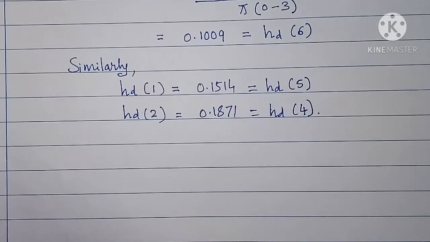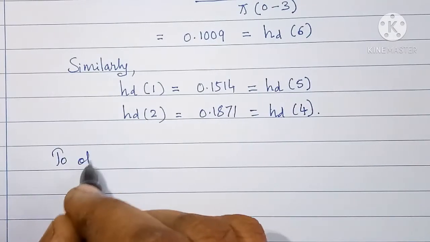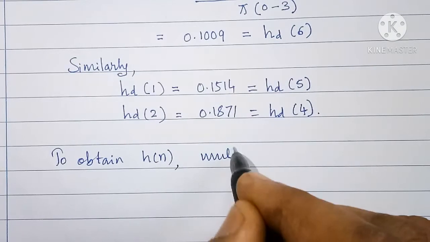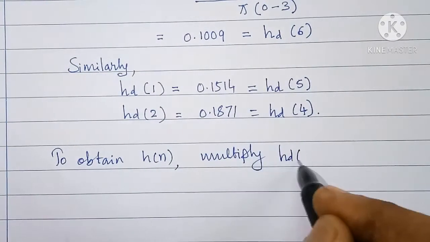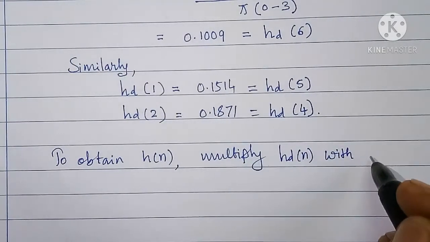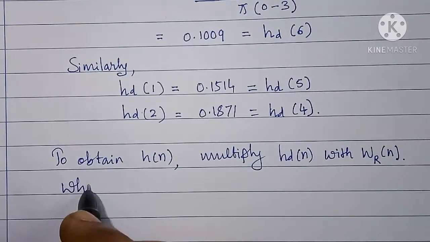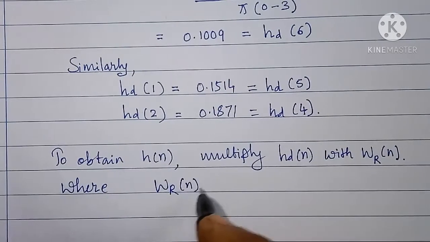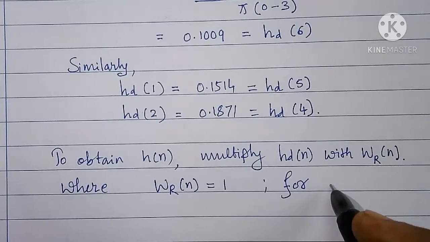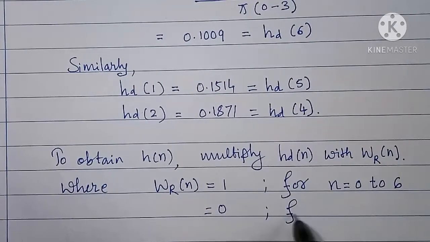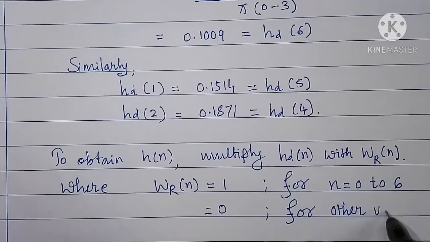Next we have to get impulse response H of n. To obtain H of n, multiply HD of n with rectangular window, that is WR of n, where WR of n is equal to 1 for n equal to 0 to 6 and is equal to 0 for other values of n.